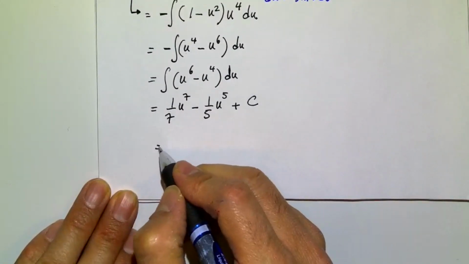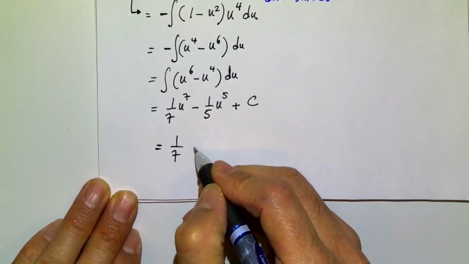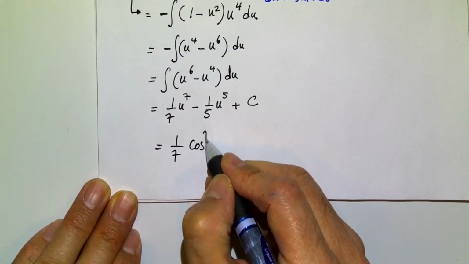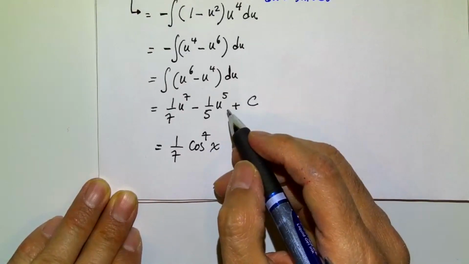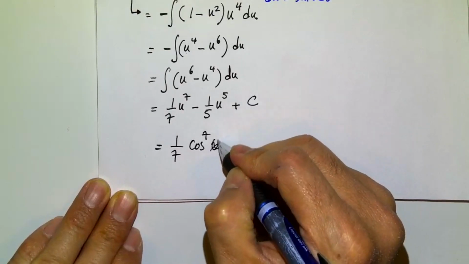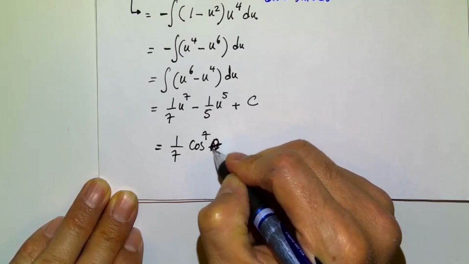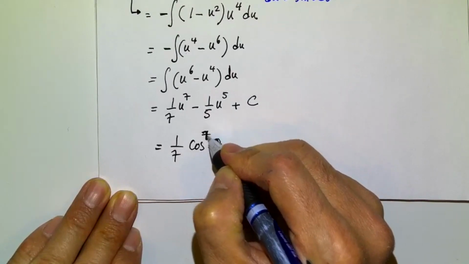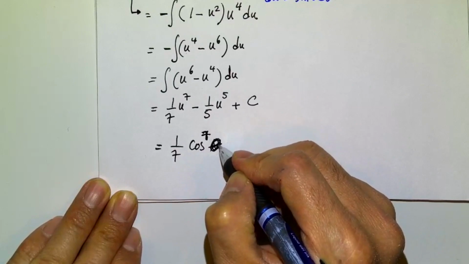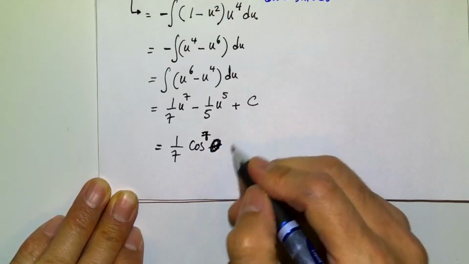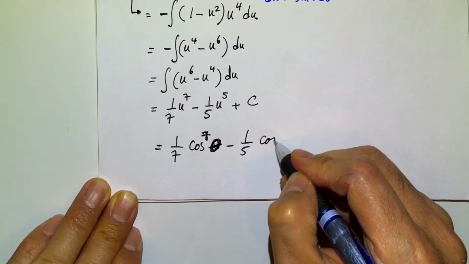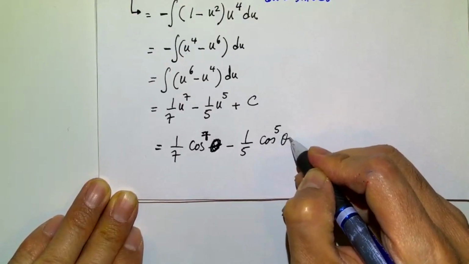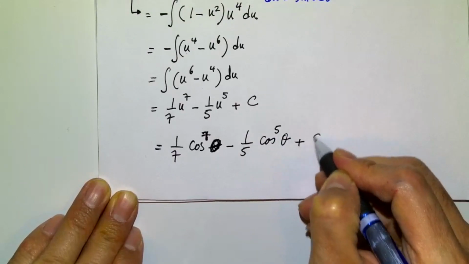So that is equal to 1 over 7 cosine to the 7th power of theta. Sorry, in this case we had theta, so let me change that to theta. And then minus 1 over 5 times cosine to the 5th power of theta, plus C.